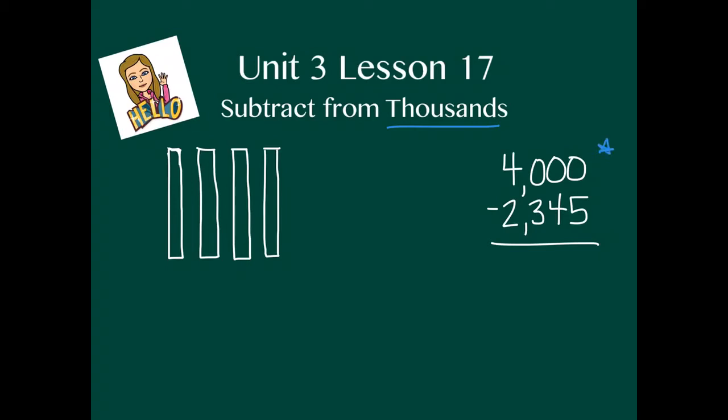I cannot do 0 minus 5. So that means I would normally have to borrow from the tens place. But again, there's no tens to borrow from yet, and nor are there any hundreds. So I have to go all the way to the thousands place to borrow. First, I'm going to show you this visually.